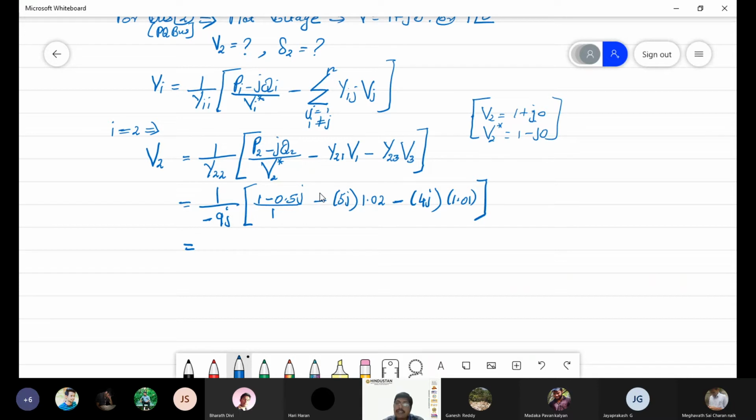If you are having calculators with the complex mode, it will be very easy. Directly you can put these values, 1 minus 0.5j, the j term will be there in the complex mode. In the calculator it is given as i, not j. Actually it is given as i, as specified by the manufacturers, right? Mathematically we are using j. Nothing different, both are the same. That is 1 minus 0.5j minus 5j into 1.02 minus 4j into 1.01. If you are substituting, and afterwards dividing by minus 9j, you will get the answer, right? If you are able to do it, please do it and tell me the answer so that we can put it.